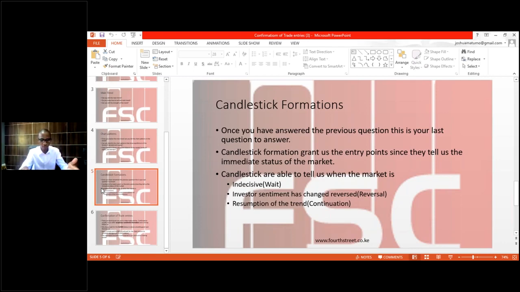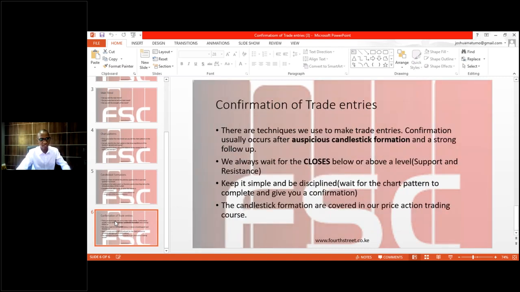When we've been riding a trend, we need to analyze the candlestick formations so that they inform us when to get out, so that the profits we've already made are not taken back by the markets or lost into the markets as the sentiment changes. And this is the essence of confirmation of trade entries.